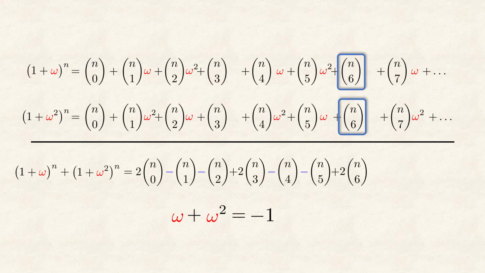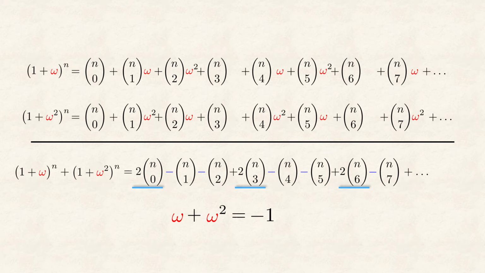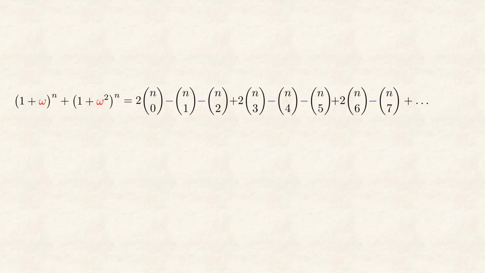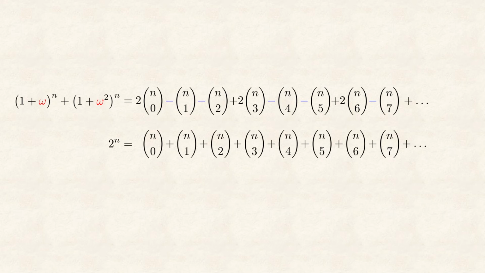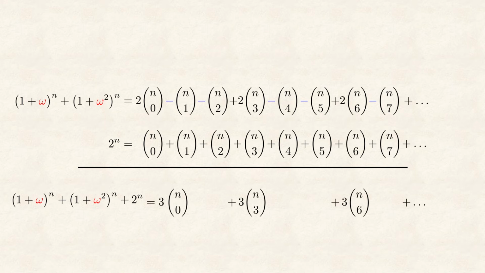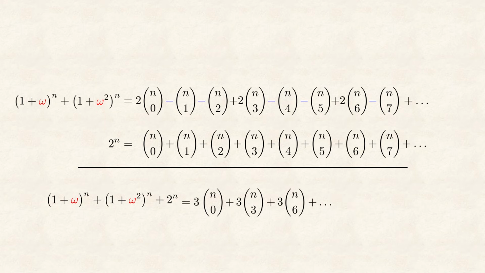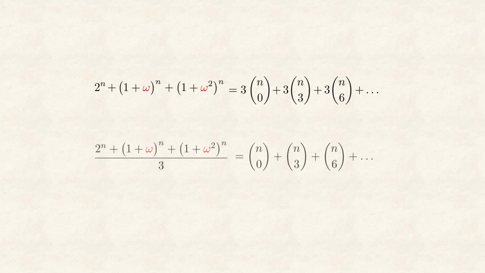So once again, we have separated the important binomial coefficients from the rest. And how can we get rid of the others? Well, we simply add the formula from before for the sum of all coefficients, so they cancel perfectly. And after dividing by 3, we arrive at the remarkable formula 2 to the n plus 1 plus omega to the n plus 1 plus omega squared to the n divided by 3.